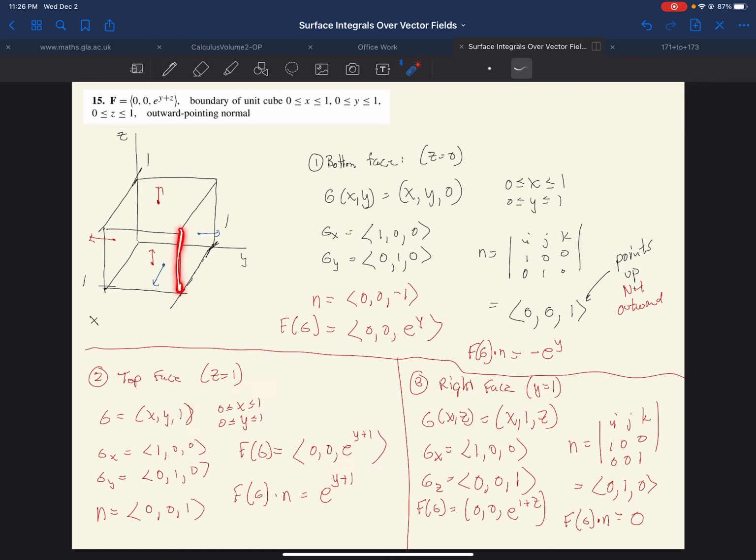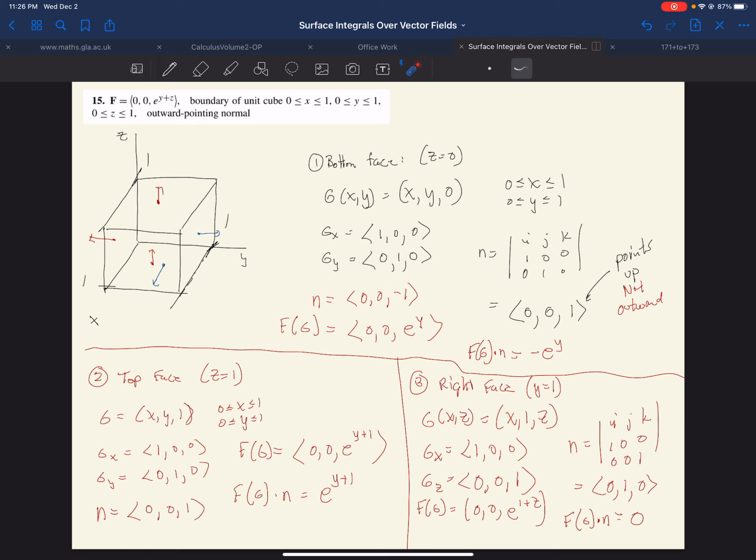Okay, now for the right face. That face, y is 1. So I put y as 1. Now my g is, instead of an xy function, it's going to be a function of x and z. Then, since I know y is 1, it'll just be x, 1, z. And we take g sub x, that's going to be 1, 0, 0. G sub z is 0, 0, 1.